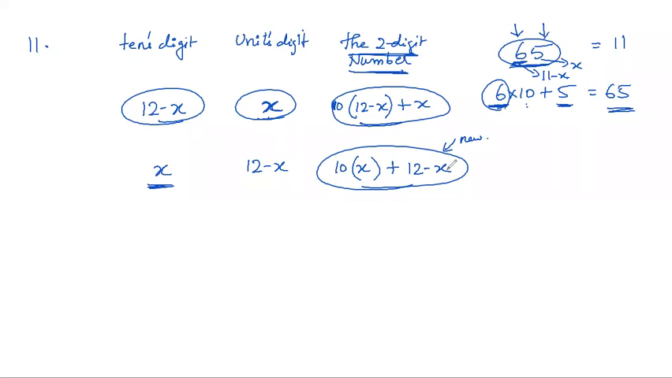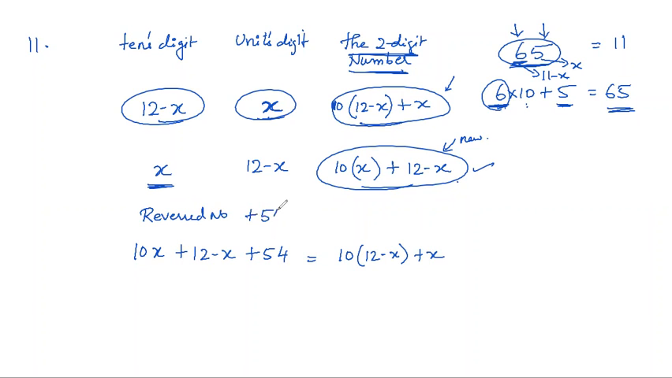If the new number formed, that is this number, is greater than the original number by 54, how can you assume it? If you subtract 54 from this new number, you will attain the original number, correct? Because this new number is greater by 54. So what is it? 10x plus 12 minus x, plus 54, will give you 10 times 12 minus x plus x. So the reversed number, when you add 54 to it, you get the original number. This is the actual statement.